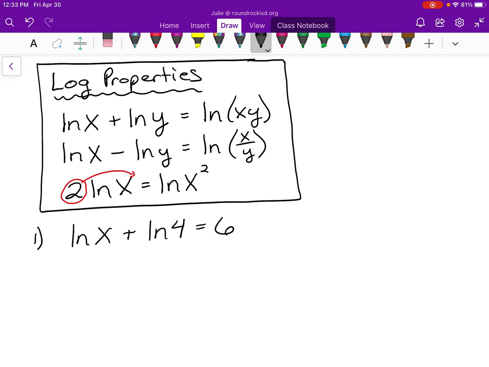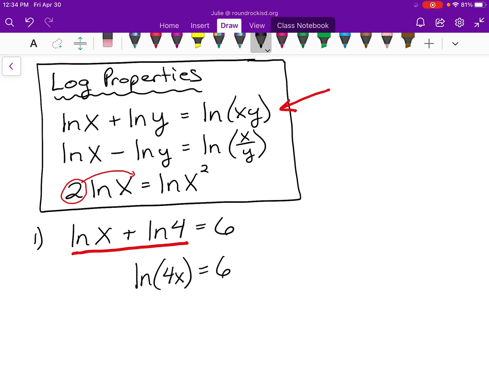Okay, so as you can see, you've got 2 natural logs being added, and if I'm adding, I can use this first property and combine it into a single natural log of the product. So this is going to turn into the natural log of x times 4, which is 4x, equals 6.